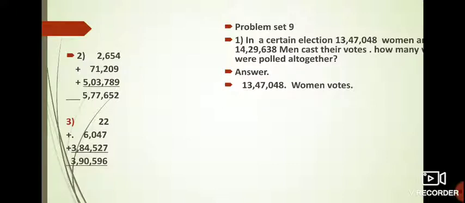13,47,048 women and the number of men are 14,29,638 men votes. Now what we have to do, the total number of people we have to find here, means total votes polled we have to find. So what we have to do here, yes, addition.